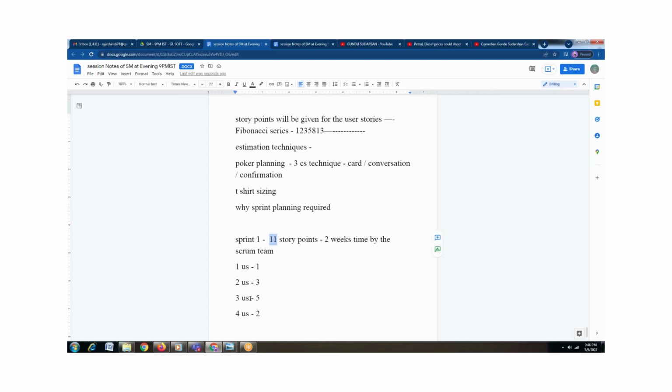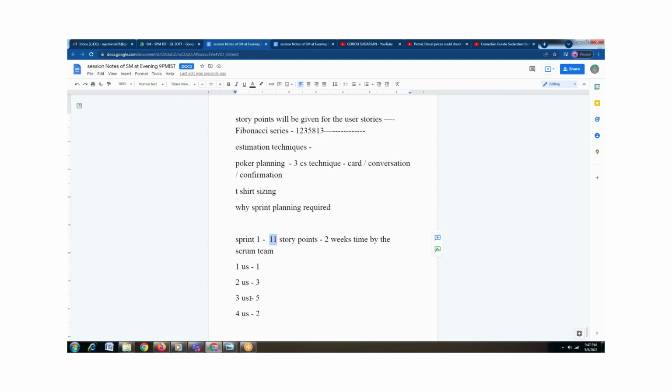But at the end of the day, we need to understand that it's human intervention. There is no 100% accuracy, maybe 99.9%. Because it's human intervention, it may go wrong sometimes. So then velocity comes into the picture. I'll discuss velocity later. So 11 story points have been given, and now the team has to complete these 11 story points in 2 weeks of time.